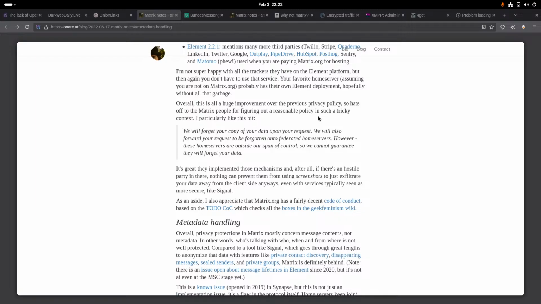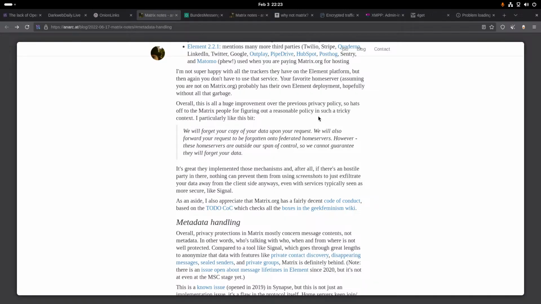"We will forget your copy of your data upon your request. We also forward your request to be forgotten onto federated home servers. However, these home servers are outside of our span of control, so we cannot guarantee." It's great that they implemented those mechanisms, and after all, if there's a hostile party in there, nothing can prevent you from using screenshots to just exfiltrate your data away from the client.